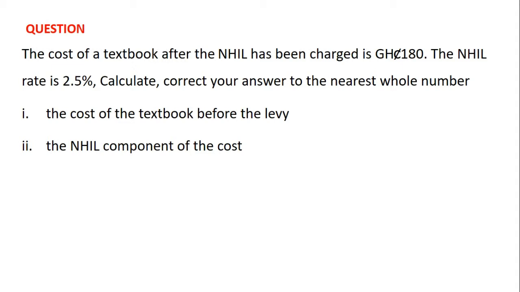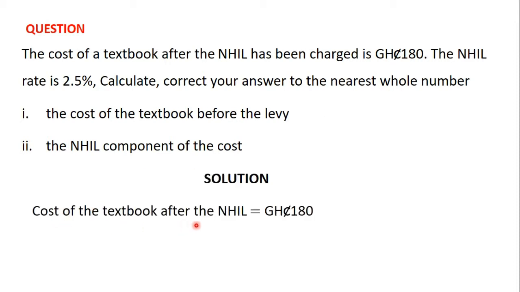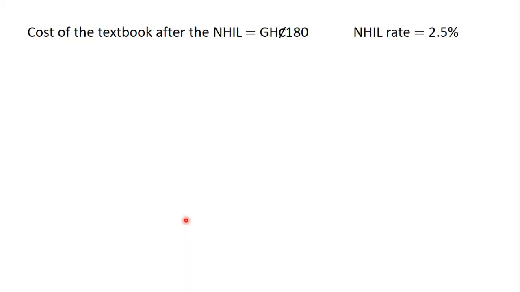So you are being told that the cost of a textbook after the NHIL has been charged is 180 Ghana cedis. And we have also been given the NHIL rate as 2.5%. The question wants us to find the cost of the textbook before the levy and the NHIL component of the cost. So let's begin with the first one, the cost of the textbook before the levy.